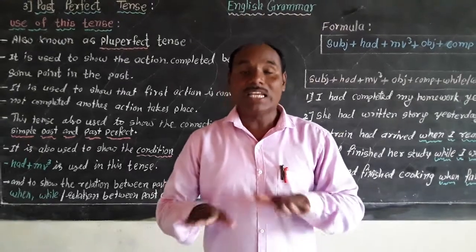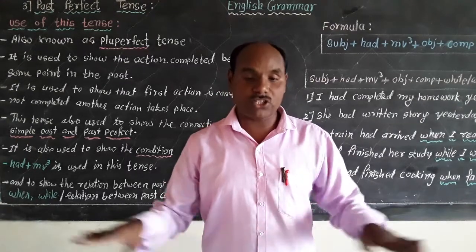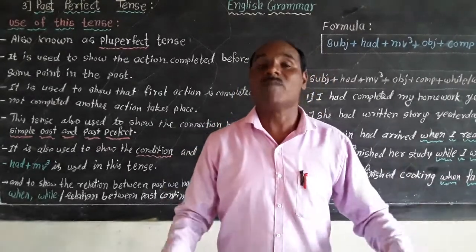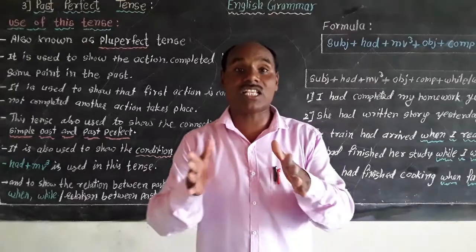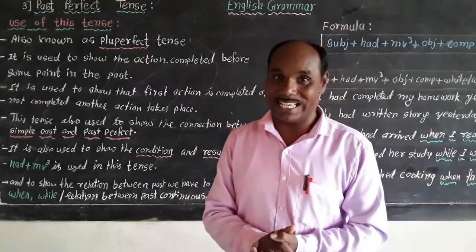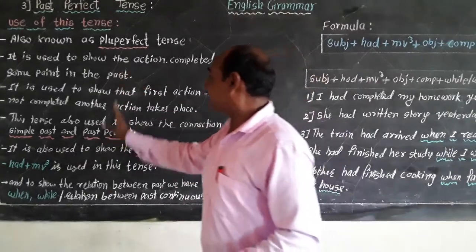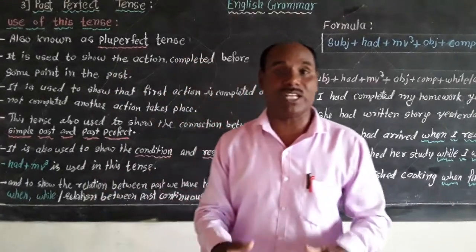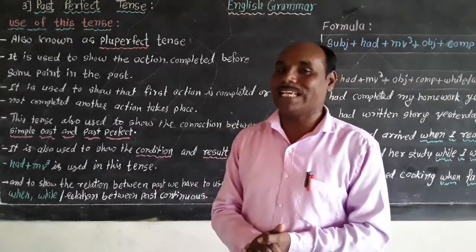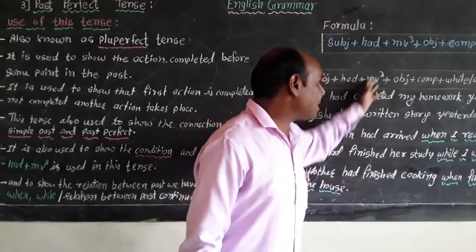That means it shows the continuity of an action in past continuous tense and also it indicates the relationship between past perfect and past continuous tense. Even this tense indicates the relationship between past perfect and simple past tense. The examples are already given over here.